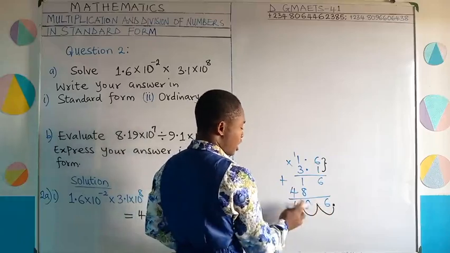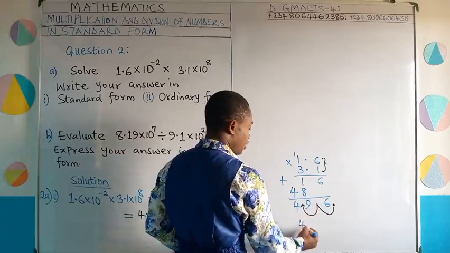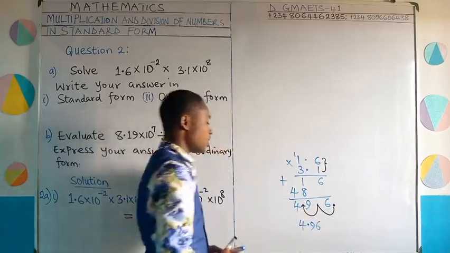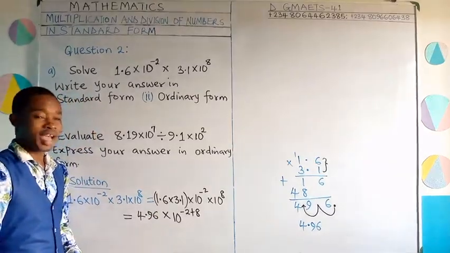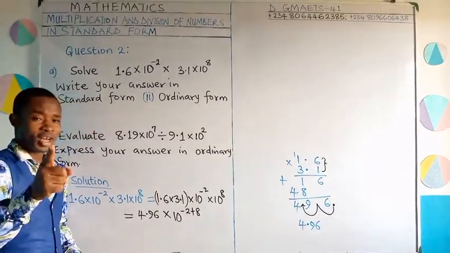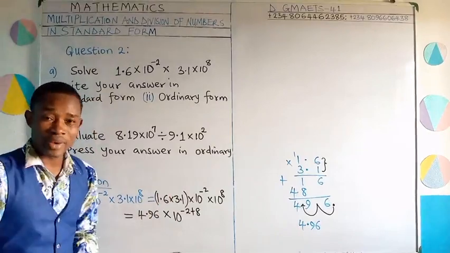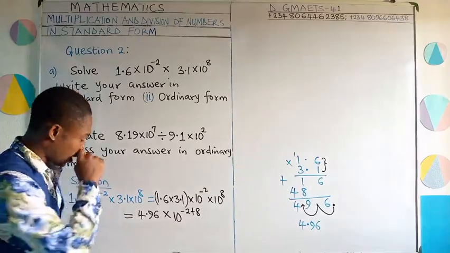So you can now see that the point is between 4 and 9, 4.96. That is how I got this answer of 1.6 times 3.1. You can learn more about that in our Basic Mathematics Plus 1.